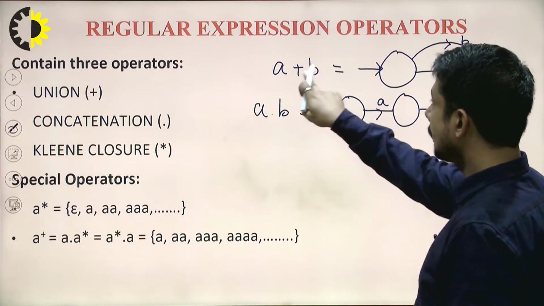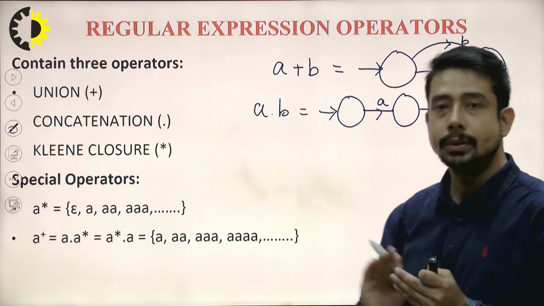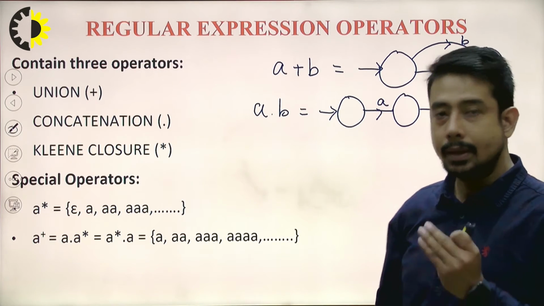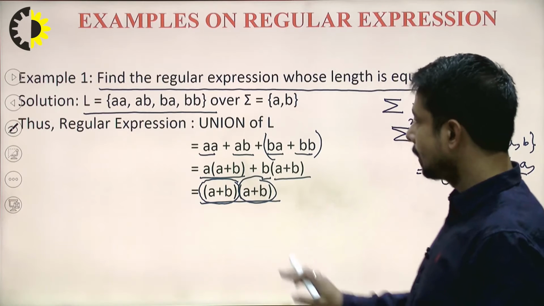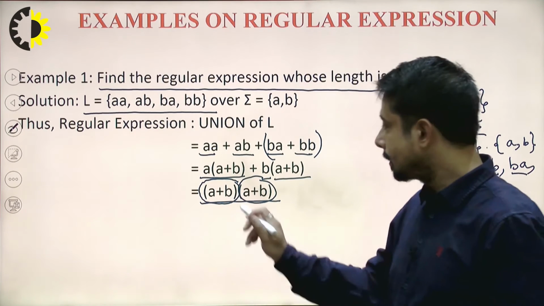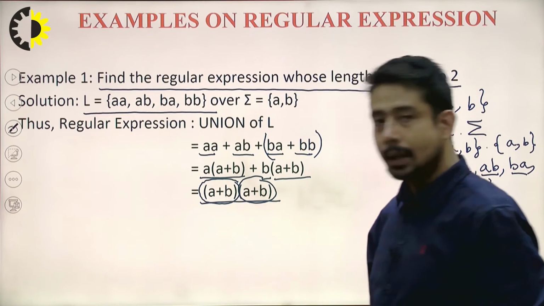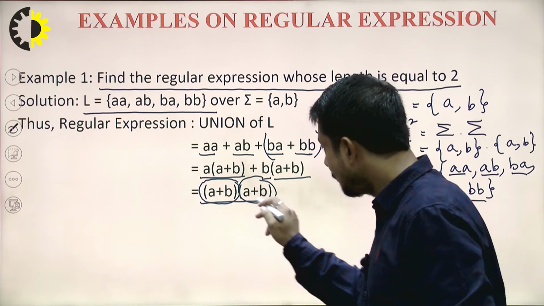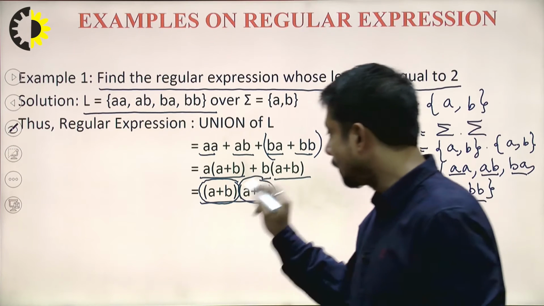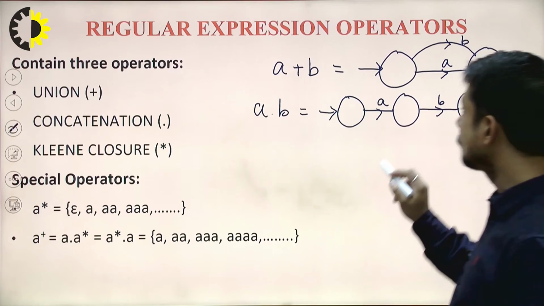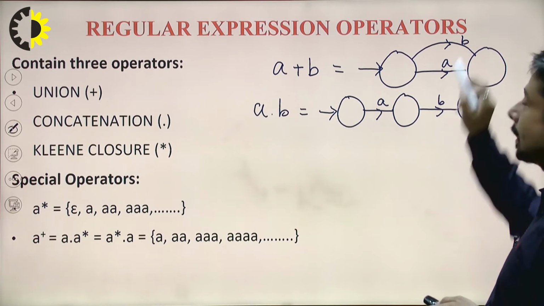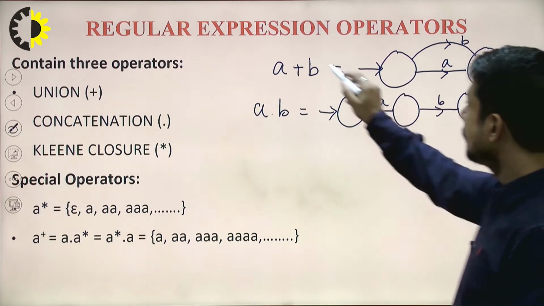Union means what? A and B are going in the same direction from one state to another state, and that's why we put them in the union state. Therefore, if we look into this particular expression, we can say that this A and B are in the same format, and this A and B are in the same format. That means whenever we say length is equal to 1, that means what? Length is equal to 1 means single A, single B. That's why it is said to be A plus B.